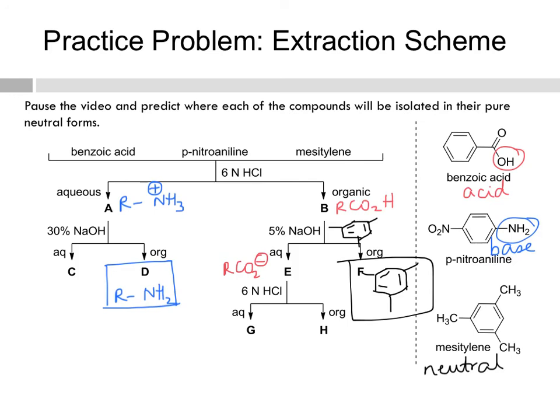And then we're going to take layer E, so this is our aqueous layer, and we're going to treat the carboxylate anion with 6 normal HCl, which means we're going to protonate the carboxylate, and so now it's soluble again in organic layer, and in the organic layer we are going to isolate our benzoic acid.